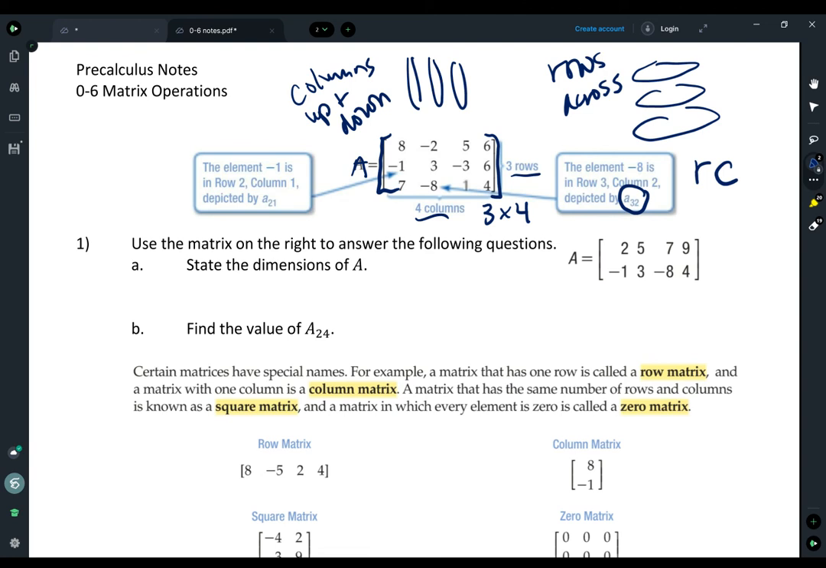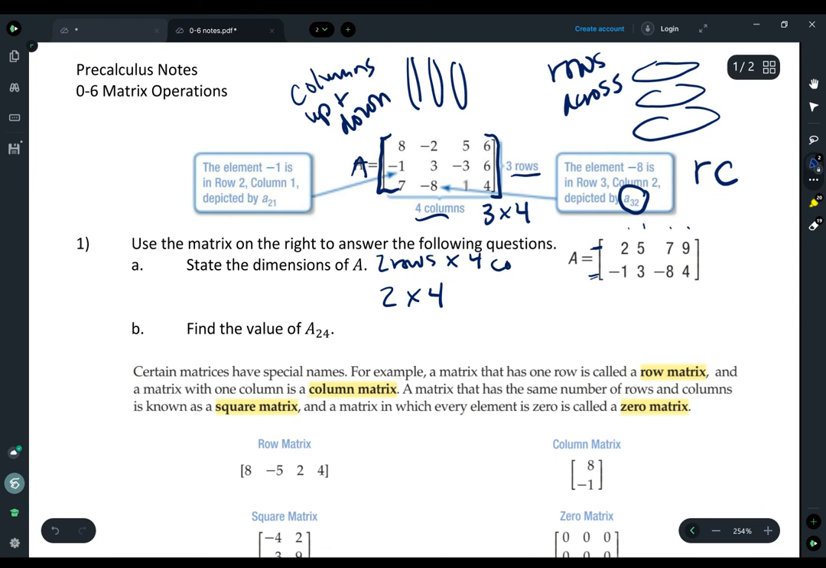So for number 1, we're going to go through and find the value of one of our elements and state the dimensions. So when I look at A, I have 2 rows, and I have 1, 2, 3, 4 columns. So this is going to be a 2 by 4 matrix. And since we're doing notes, let's add some more information in. So 2 rows by 4 columns. Remember, it's always RC. And then when I want to find an element, we want the second row and the 4th column. And so that would be 4. I feel like that's just some pretty basic stuff.